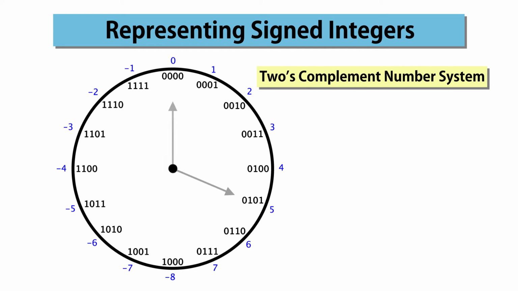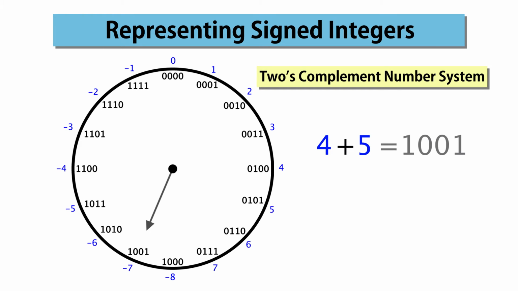Let's try another one. Suppose we want to add 4 and 5. We move clockwise from 0 to 4, and then clockwise another 5 steps. This lands us at 1001. But in our 2's complement representation, this is -7, which clearly isn't the right mathematical answer. So what went wrong? Well, nothing. That's simply how this system works. In this system, the mathematical answer, 9, isn't represented by one of our bit strings. Instead, we had an overflow from the positive into the negative range.